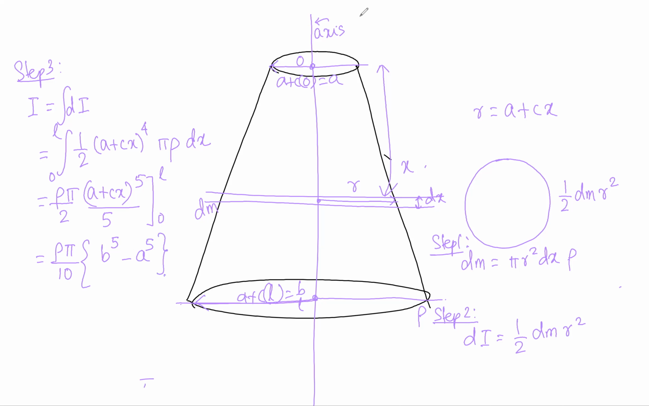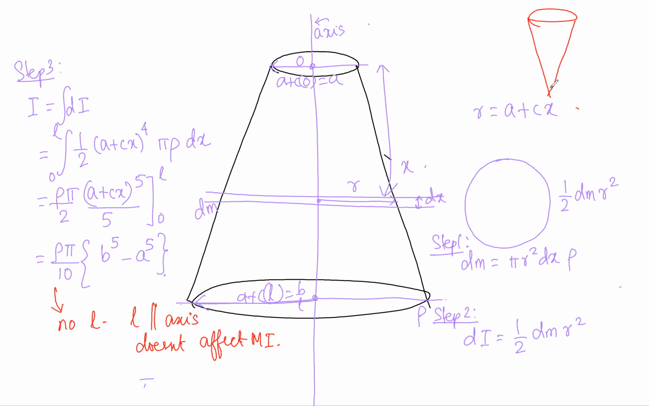Just like I said before, see that there is no L. Because L is parallel to the axis, the L value does not affect the moment of inertia of this cone. This was a much simpler integration. So the moment of inertia of my cone is rho pi divided by 10 into B to the power 5 minus A to the power 5. What if I had a perfect ice cream cone?